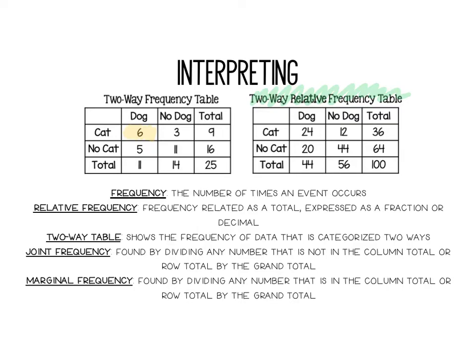And then a marginal frequency is found by dividing any number that is in the column total or row total by the grand total. So a marginal frequency is going to occur in the margins of the table. A joint frequency is going to occur in the main section of the table. That's really all you need to know about marginal and joint frequency.